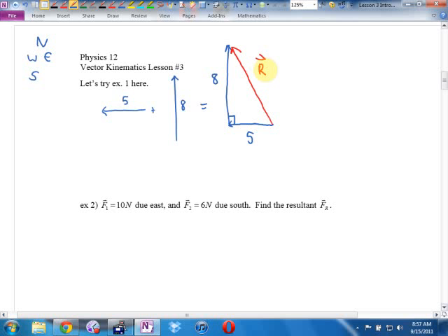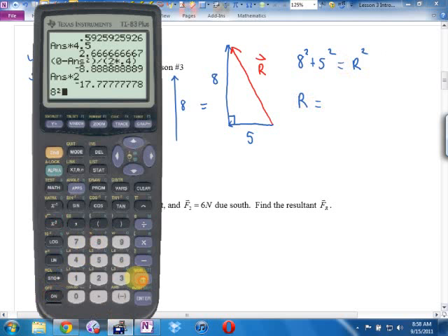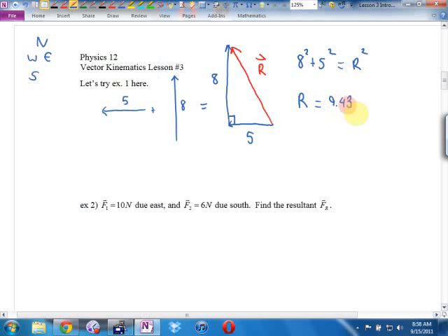And if you can do Pythagoras on your calculator showing no work whatsoever, I'm totally good with that, except I've never seen that work on a test. In our notes, we'll write it out just so that when you're studying, you know what we did. So it's going to be 8 squared plus 5 squared equals R squared. 8 squared plus 5 squared. Square root of 89, 9.43, that's 2 or 3 sig figs. Units? Kilometers? Is that what it was?